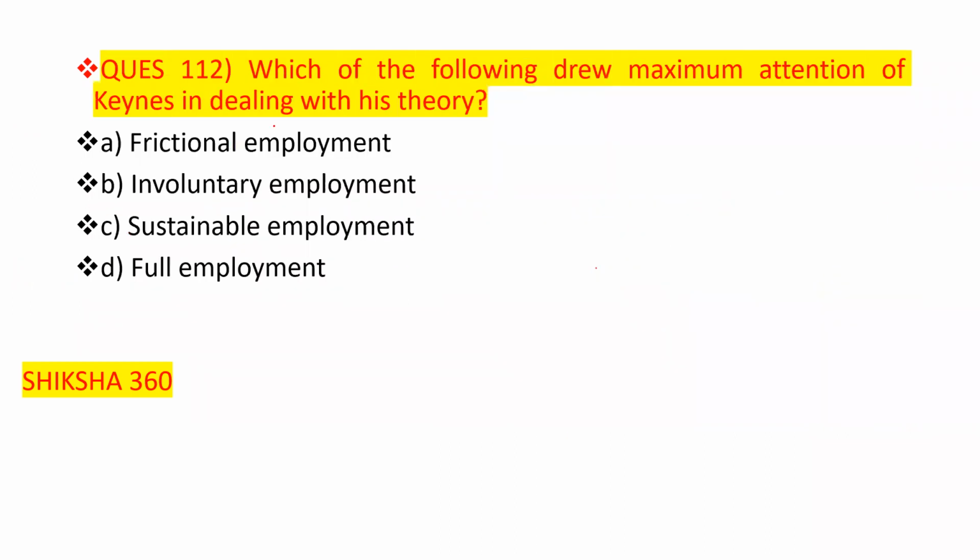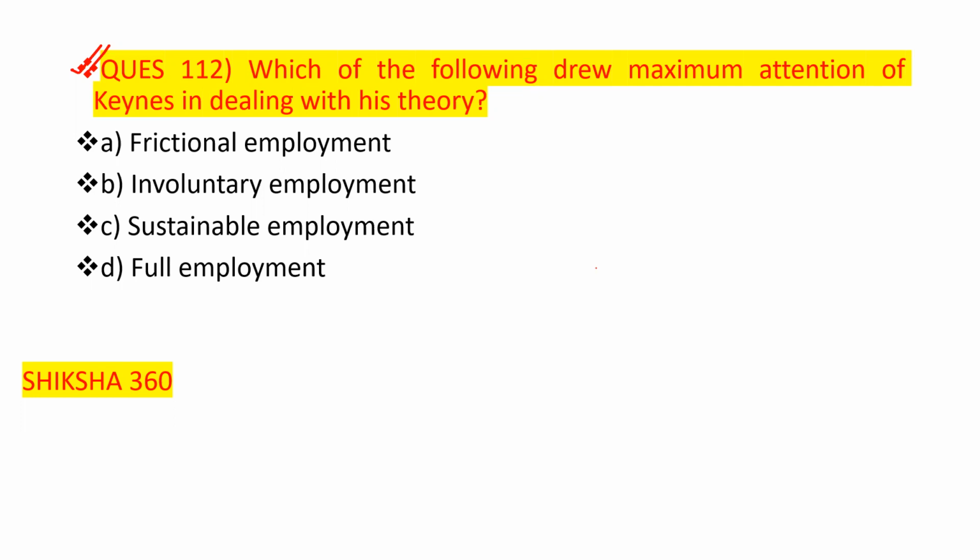Now move to the next question, for which I have discussed the name of the book. Which of the following draws maximum attention of Keynes in dealing with his theory? First is frictional employment. Second is involuntary employment. Third is sustainable employment. Fourth is full employment.